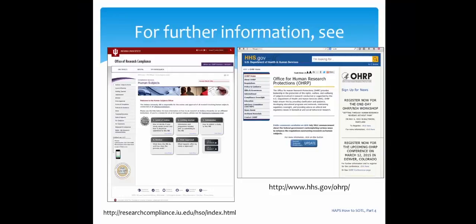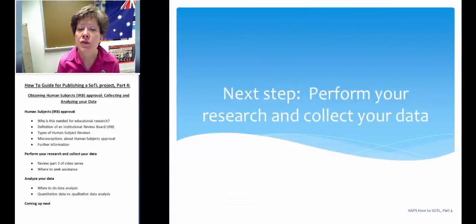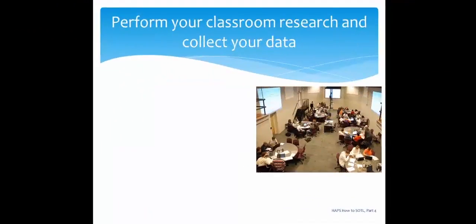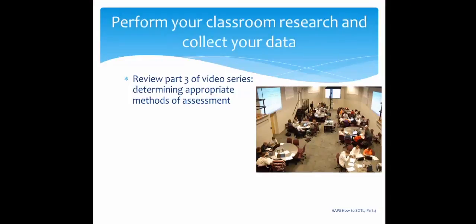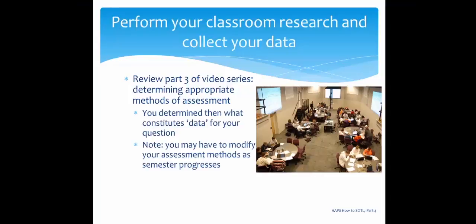So you've obtained your human subjects approval, you're all set and ready to go. The next step is to perform your research and collect your data. So when you perform your classroom research, make sure you review part 3 of the video series about determining the appropriate methods of assessment. So ideally, you've developed your methods of assessment after reviewing part 3 of the video. You're now in the semester of the class of the year that you're doing your teaching intervention, and you are in the midst of collecting your data. You've determined, after reviewing part 3 of the video series, what constitutes data for your research question.